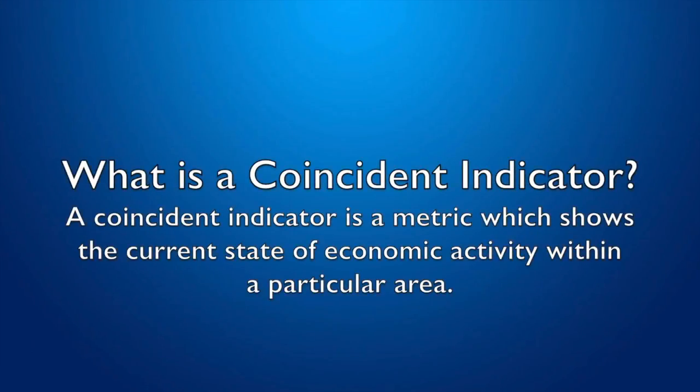So what is a coincident indicator? Well, a coincident indicator is a metric which shows the current state of economic activity within a particular area. Coincident indicators are important because they show economists and policymakers the current state of the economy.